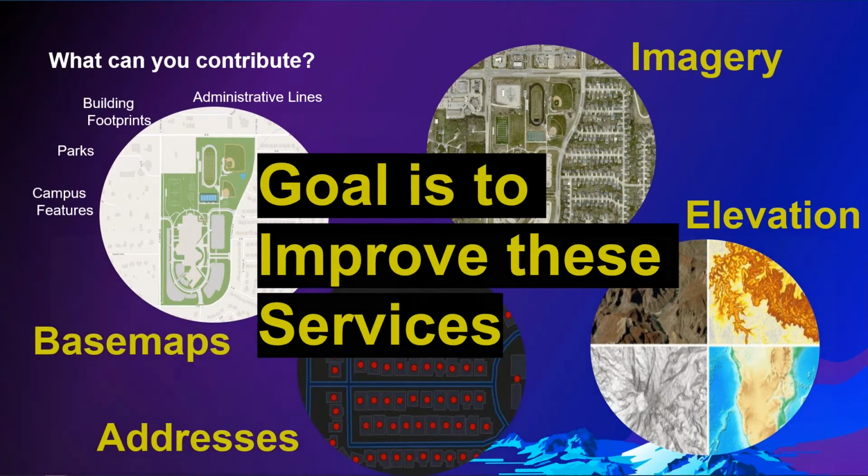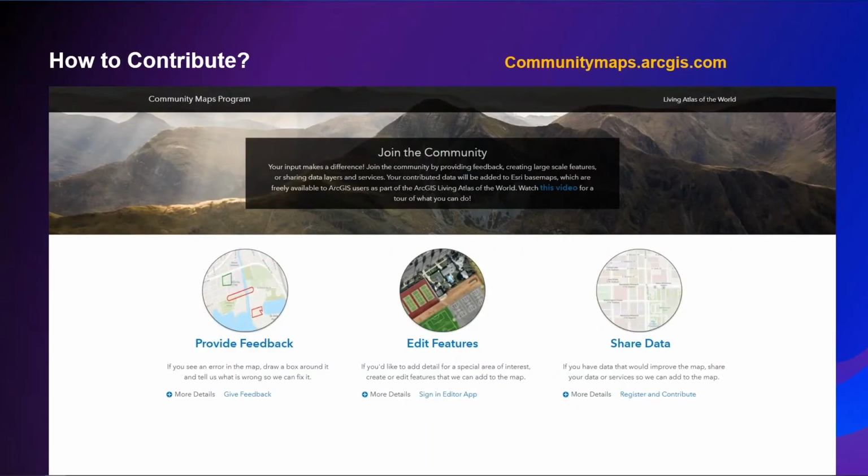So I mentioned before, the program has become a little more formal. We have a website. This is our landing page, communitymaps.arcgis.com. I like to call this our bubble page because we have our three bubbles, and those are really the three pathways for contributing or participating and making those systems better. And I'll talk about each one individually and then even a demonstration at the end.